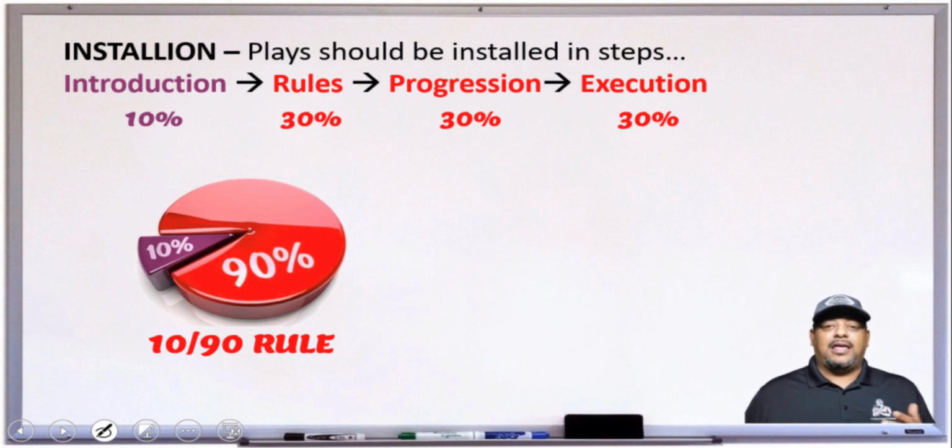And therefore that shows a lack of confidence in whoever the play caller is. So how are your players going to follow you? Because usually your play caller is your leader. And if your leader can't get it right, how are your followers going to get it right? How are your soldiers going to get it right? So our 10-90 rule is very simple.